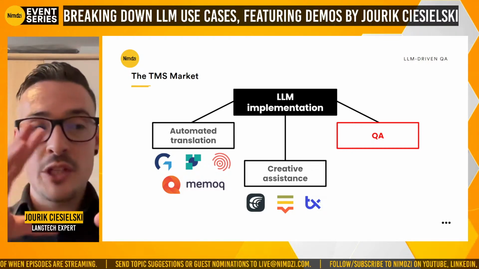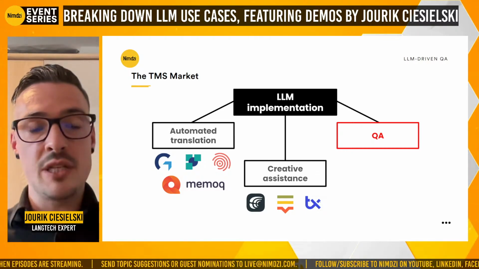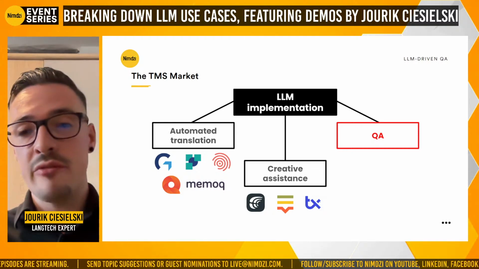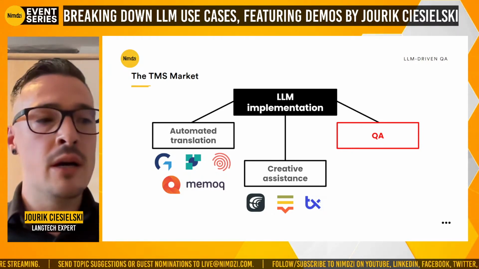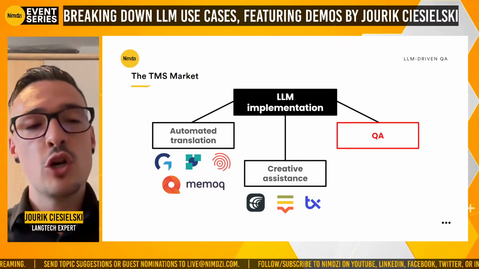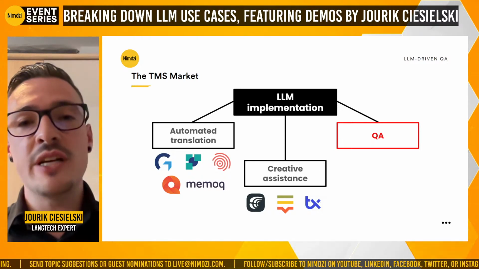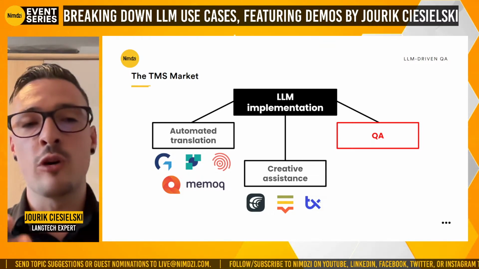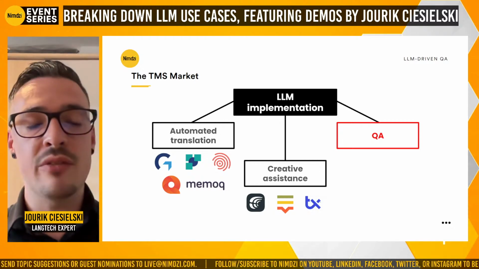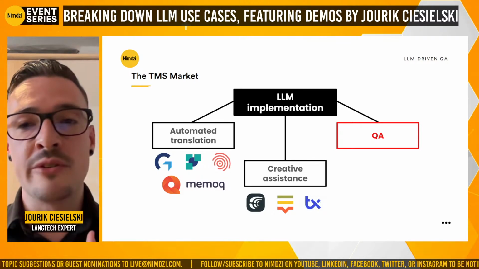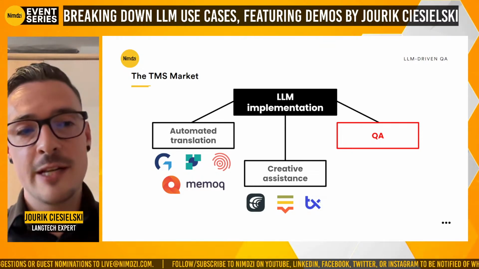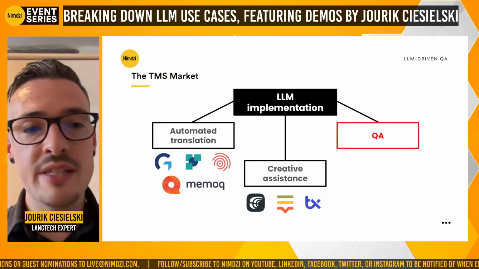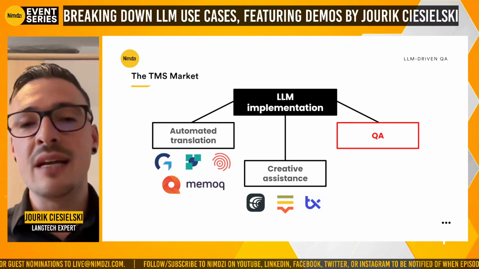Creative assistance. What is creative assistance? You're working in your TMS, you're translating content, and you have an assistant in there who helps you by rephrasing translations, shortening translations, suggesting alternative translations, performing SEO optimization, that kind of thing. And the most important observation here is that the specialized TMSs, so the TMSs that specialize in strings localization, for example, are particularly good at this.